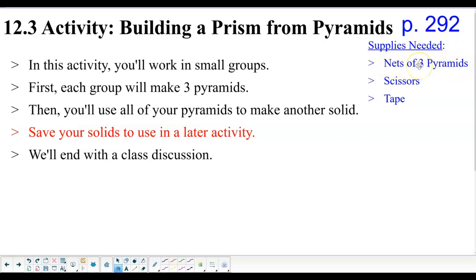Each group will get 3 different pyramid nets. You're going to cut them out with scissors, and then we'll have to tape them together. Please conserve tape. We don't need to go crazy with it. In this activity, you will work in small groups. You'll work within your groups. Each group will get 3 pyramids. Then you will use your pyramids to make another solid. We'll talk about that in a little bit. Big thing today is make sure you save your solids for later use. We're going to use it later on tomorrow to help us come up with some ideas on volume.